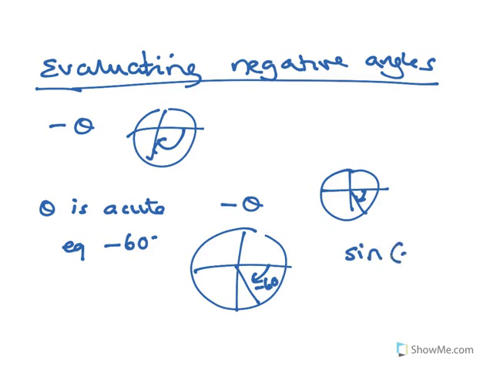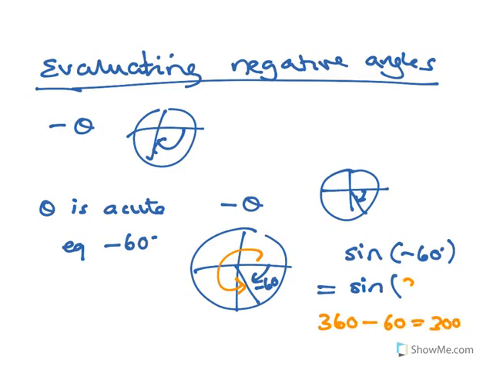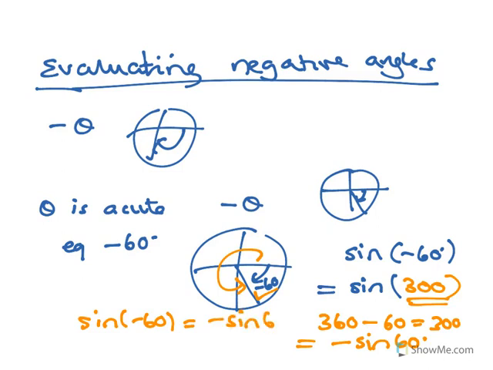So if you did sine of minus 60 degrees, that will be equivalent to going around the other way, sine of 360 minus 60, which is 300. If you look in that quadrant, sine is negative, and the acute angle that goes with 300 is 60. So sine of negative 60 is equal to minus sine of 60.